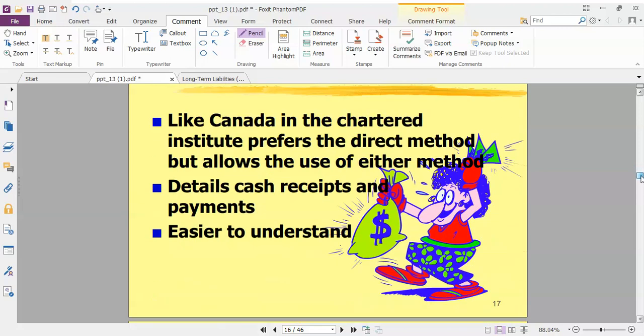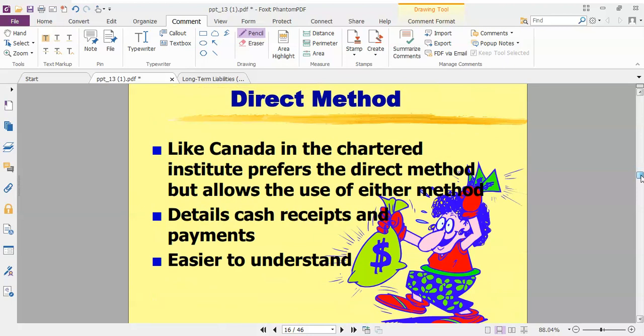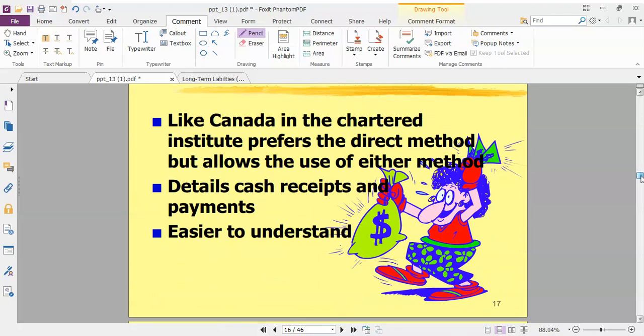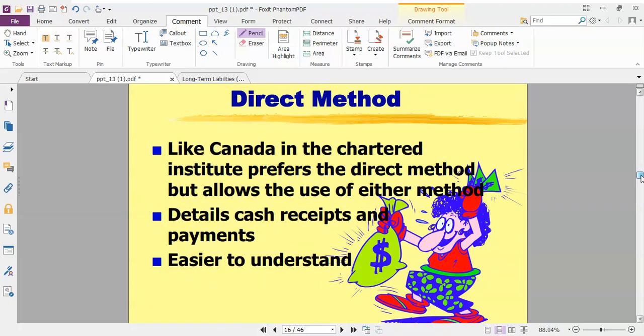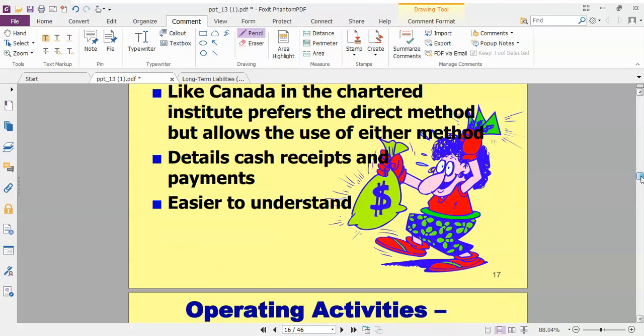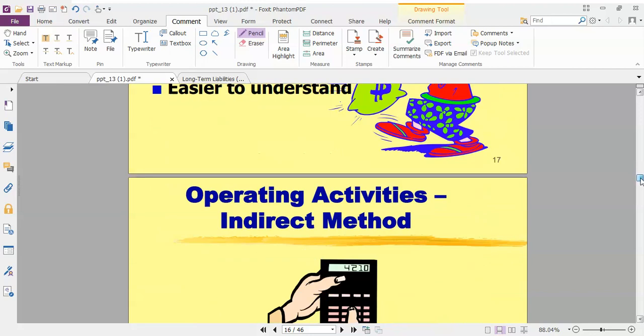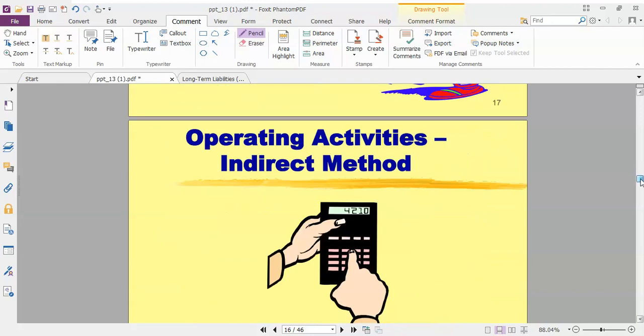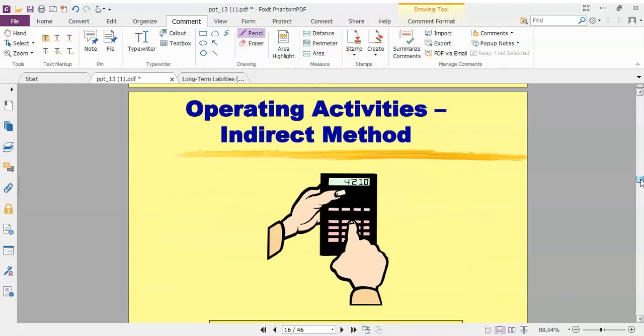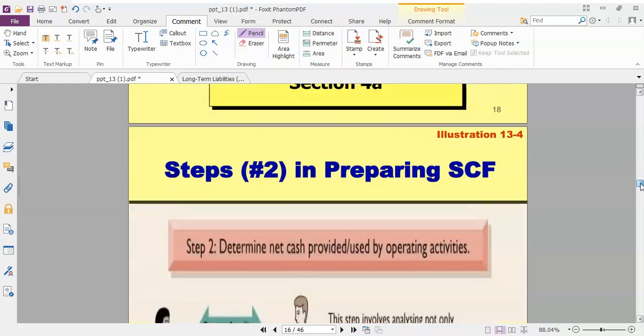Okay, so but for the direct method, some of the companies in Canada, like the Canadian Institute of Chartered Accountants, prefer the direct method but most love to use the indirect method. Details, cash receipts and payments, easier to understand. Okay. So let's look at how we calculate the operating activities under the indirect method.